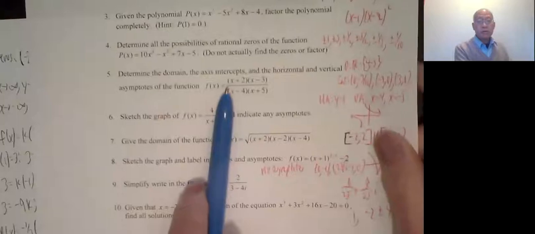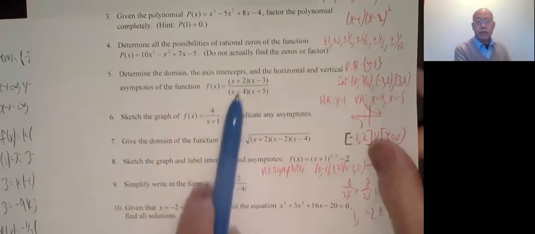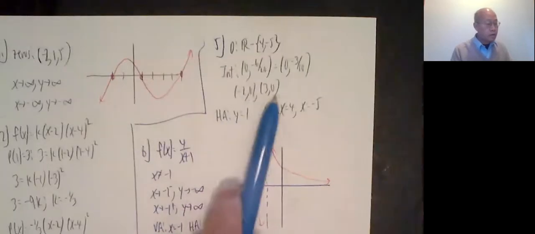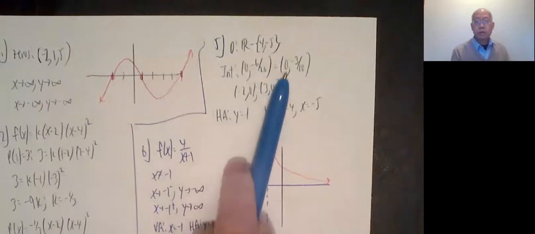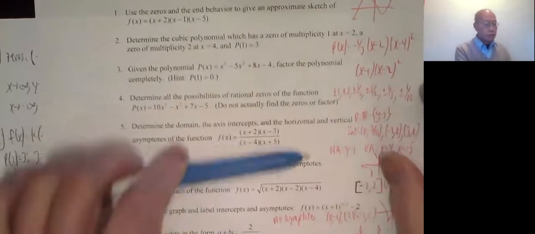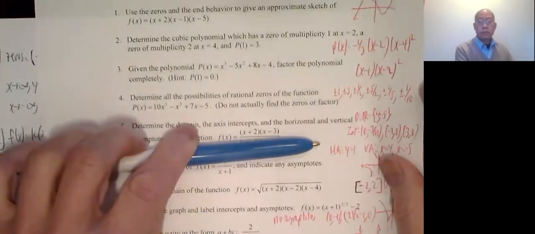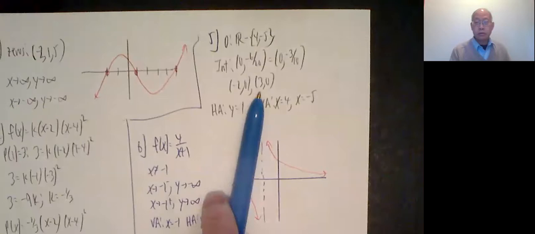Okay, intercepts. When you plug in 0, you get negative 6 over negative 20, which is negative 3/10. So the y-intercept is (0, negative 3/10). For x-intercepts, set y equal to 0. Y is equal to 0 when the numerator is 0. What makes the numerator 0 are negative 2 and positive 3. So (negative 2, 0) and (3, 0).